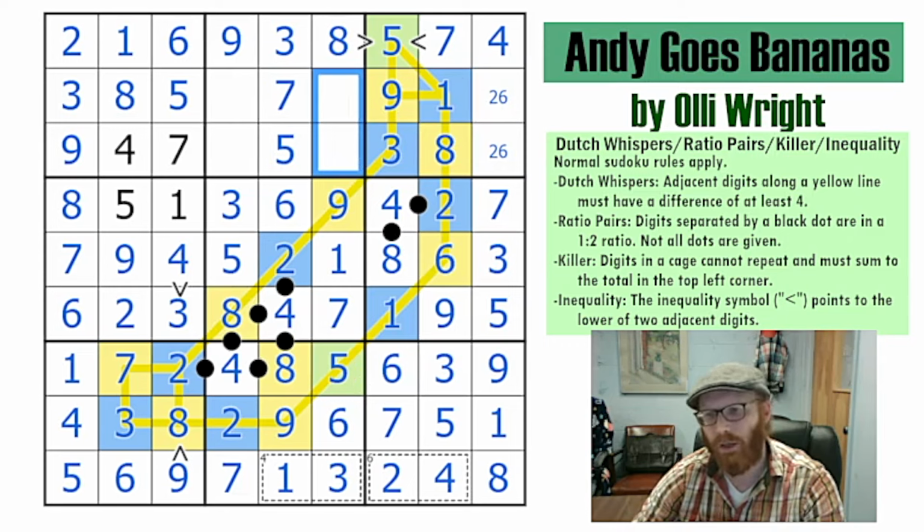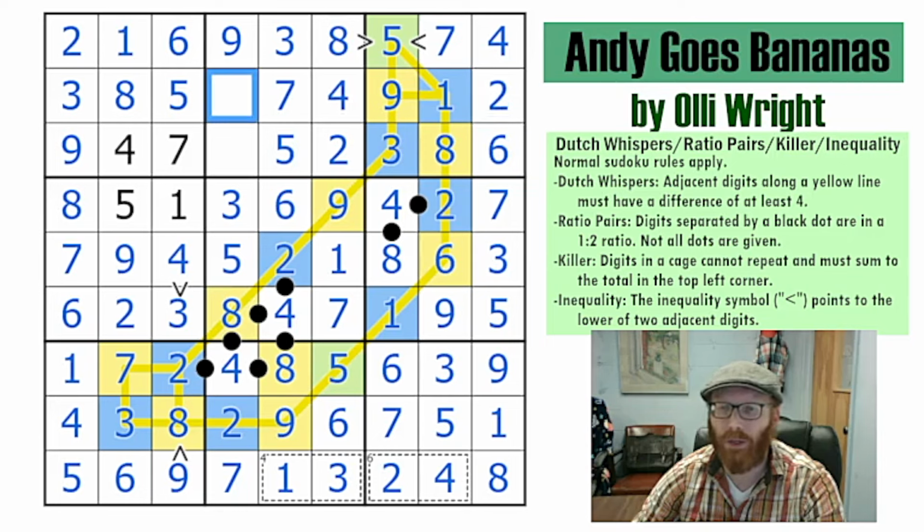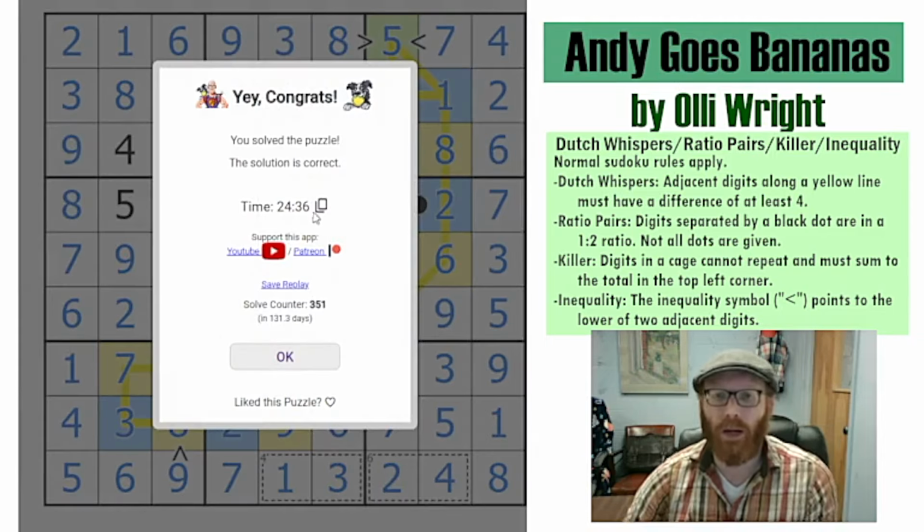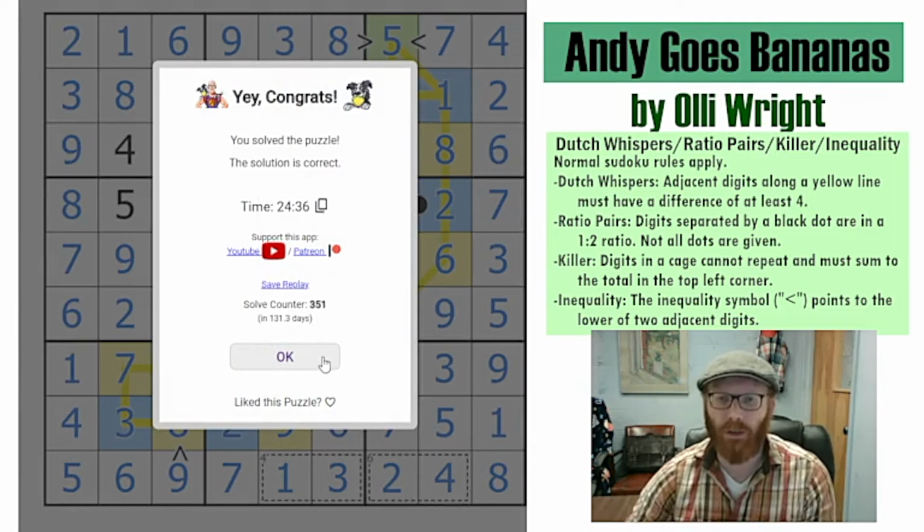So what's left here? 1, 2, 3. We need a 4 and 1, 2, and a 2. 4 and 2. There's a 4 right there, which makes that a 2. That a 6. That a 2. That a 4. This needs a 6. And the last digit is a 1. So 24, 36, 350 solves.